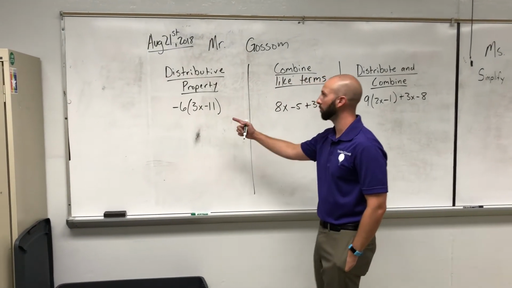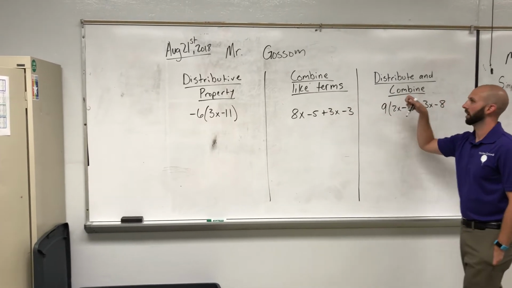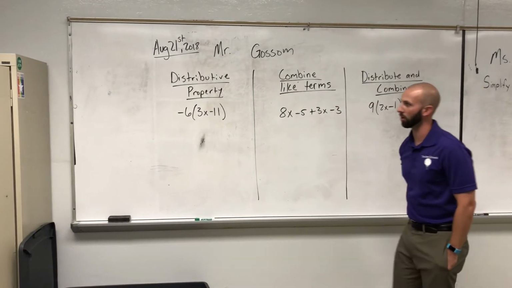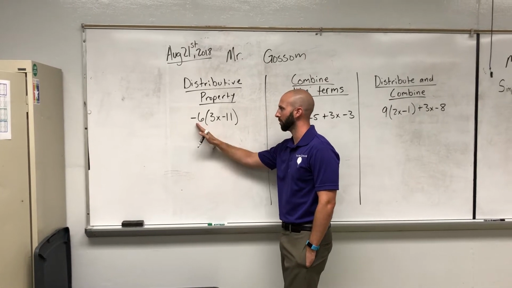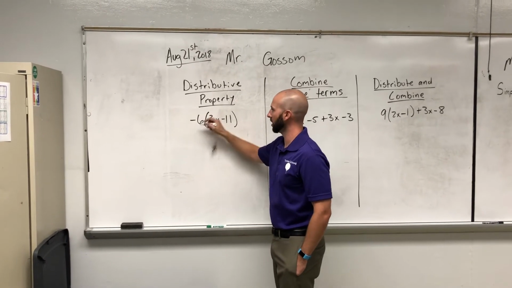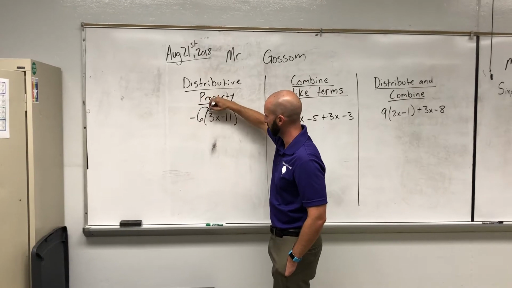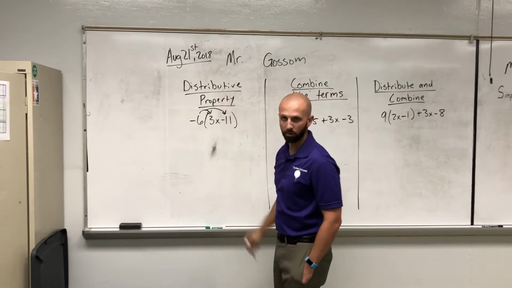We're going over distributed property, combining like terms, and then both of them together today. So let's start with distributed property. You start out with the number that's in the front. We take this number and you distribute it to each term inside of the parentheses.